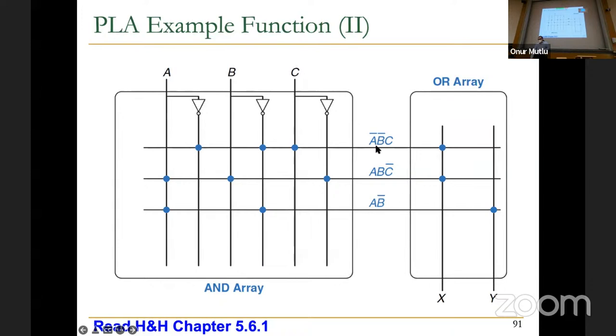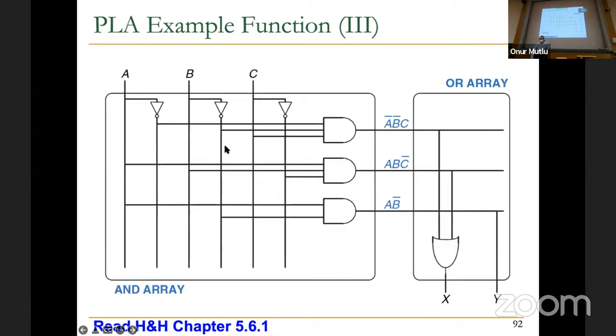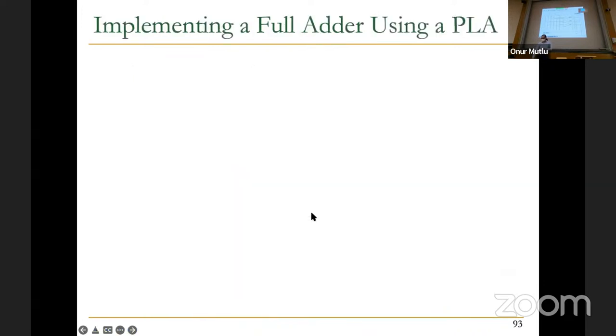X is equal to A bar B bar C or A B C bar, and Y is equal to A B bar. So how do you do that? By enabling those connections. Okay, and this is another way of looking at it. I'm not spending a lot of time over here because I'm going to give you another example, which is this one, implementing a full adder using a PLA. So let's take a look at it.